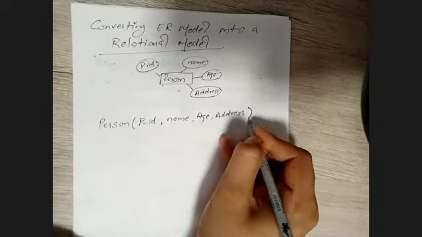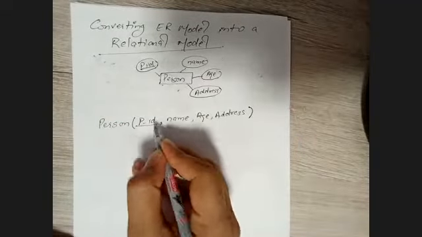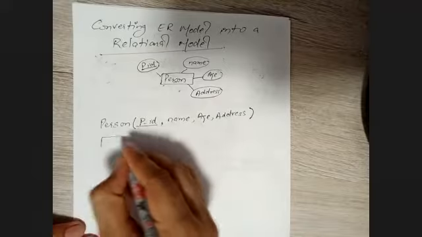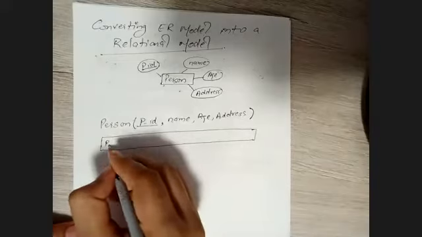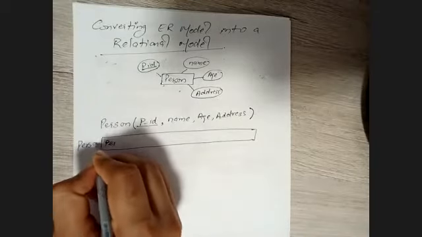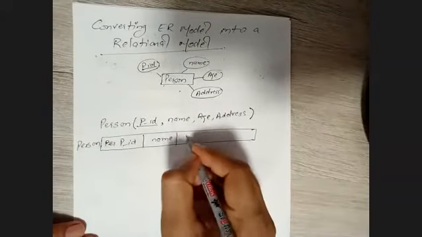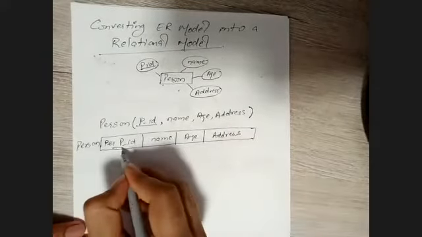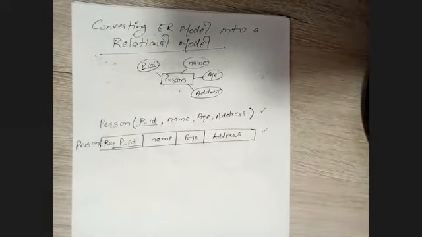But you need to take care of the keys. For example, I'm saying PID is my primary key, so we need to underline it here, and this is one notation for your ER model. Certainly you can also draw a rectangular diagram, and you write outside here person, and you write person ID, PID, name, age, address, and underline this. So this is how you are converting your ER model to relational model, right?